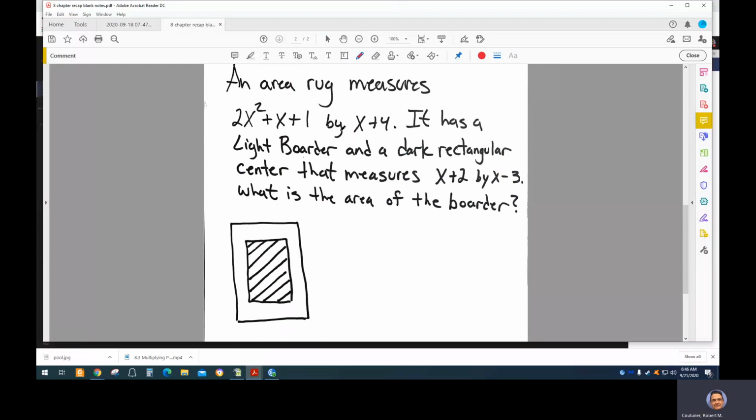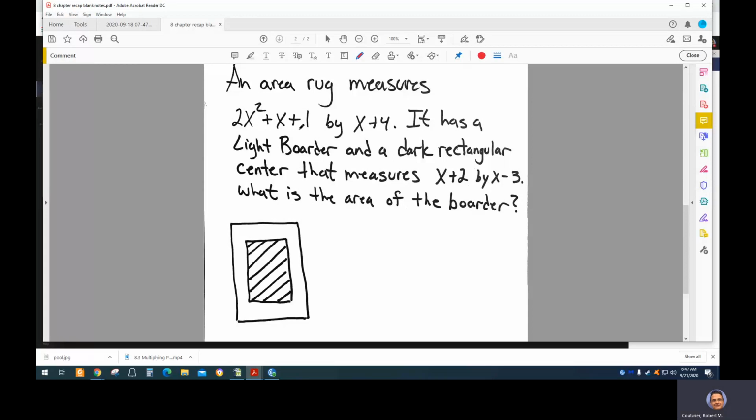It says an area rug measures 2x squared plus x plus 1 by x plus 4. So these are the length and width of the area rug. It measures from here to here, the total outside. It has a light border, which we can see in our little picture, and it has a dark rectangular center that measures x plus 2 by x minus 3. They want to know what is the area of the border. So the border is the light part.